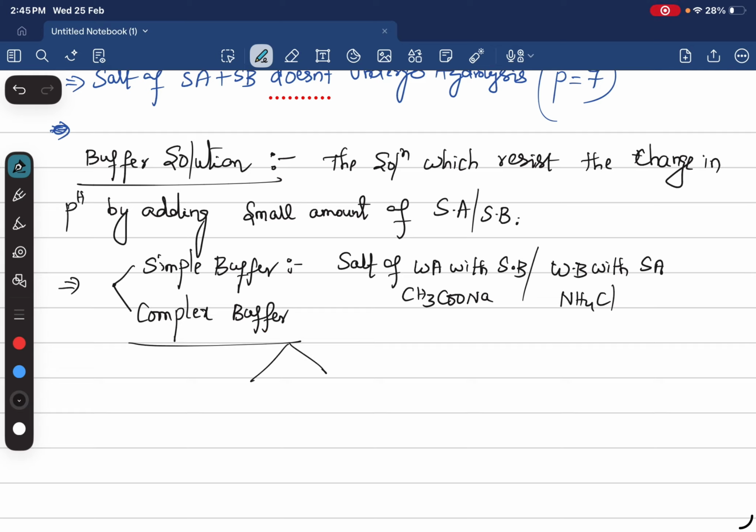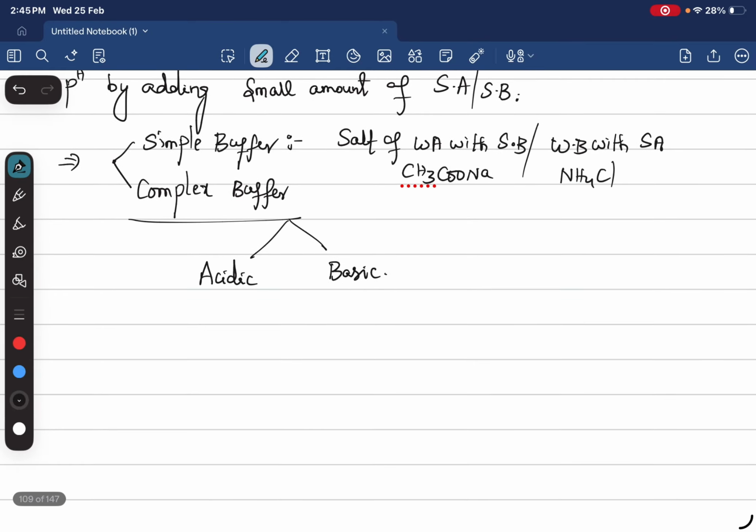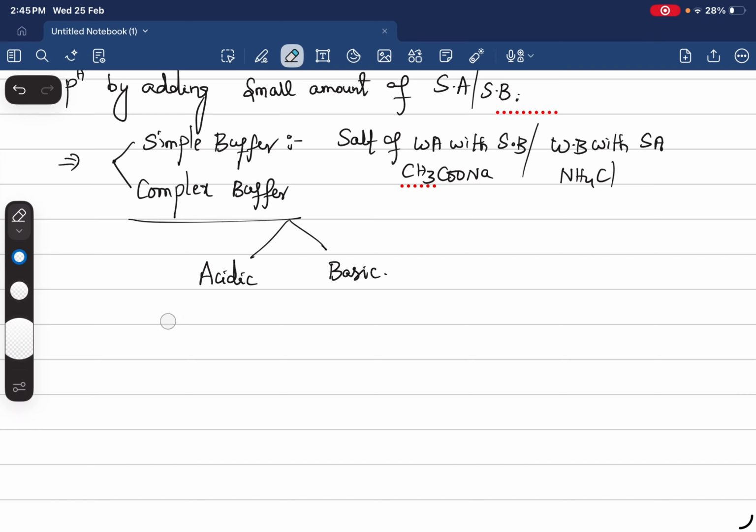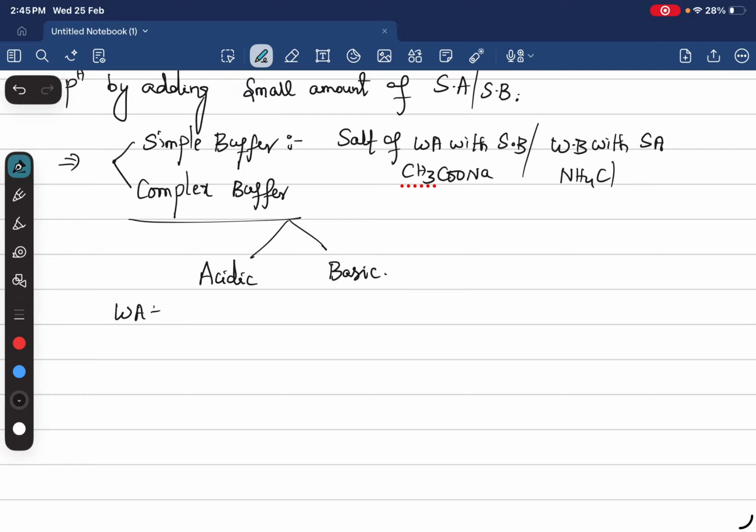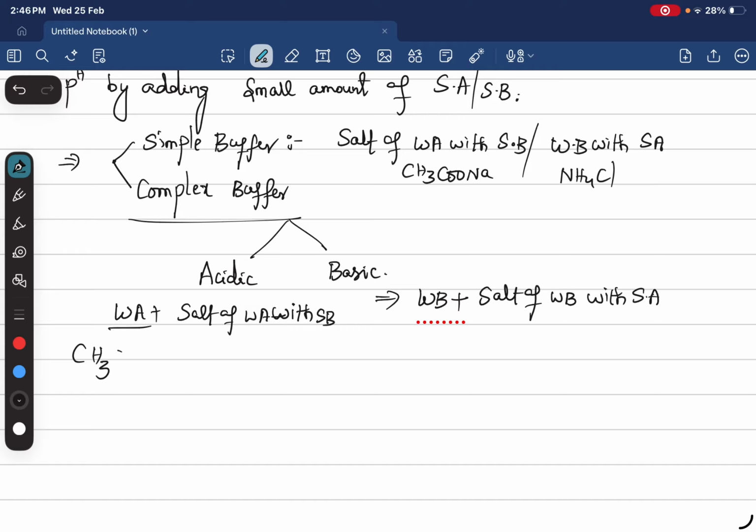But complex buffers are categorized into two types, acidic buffer and basic buffer. So acidic buffer means, the composition first we will write: weak acid plus salt of weak acid with strong base. Same way, basic buffer is weak base plus salt of weak base with strong acid. The compositions, if you see, this one is CH3COOH plus this CH3COONa, and same way NH4OH plus NH4Cl. These compositions we can tell as acidic and basic buffers.